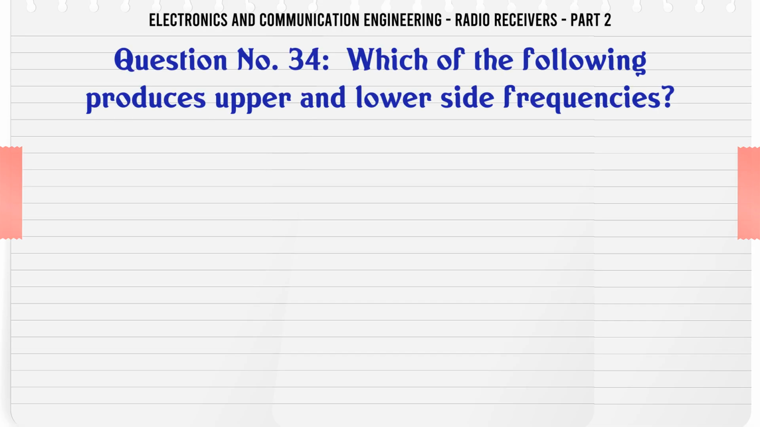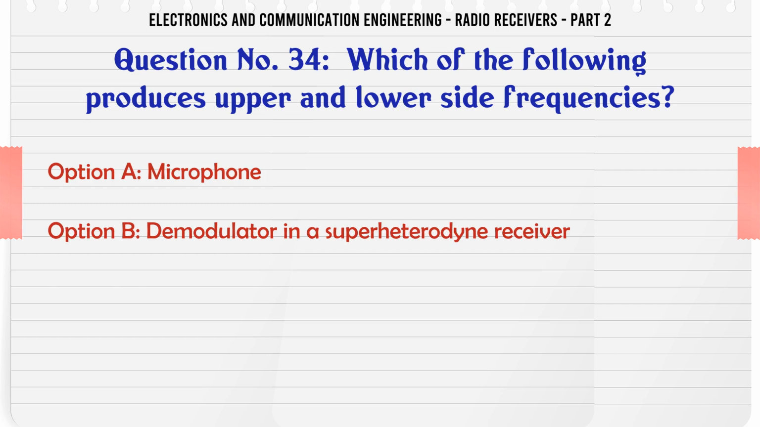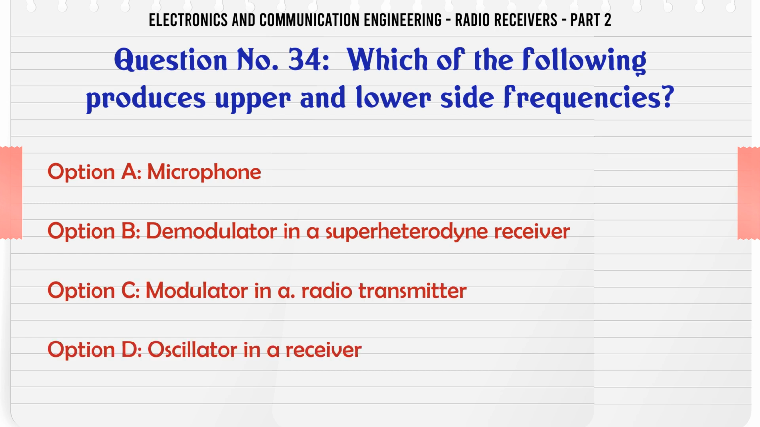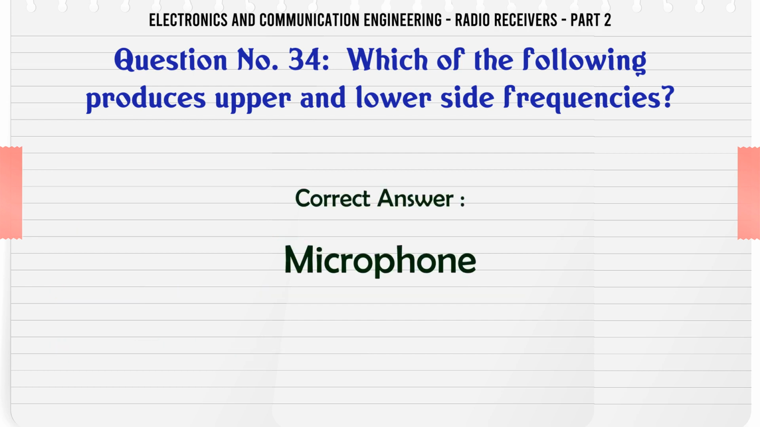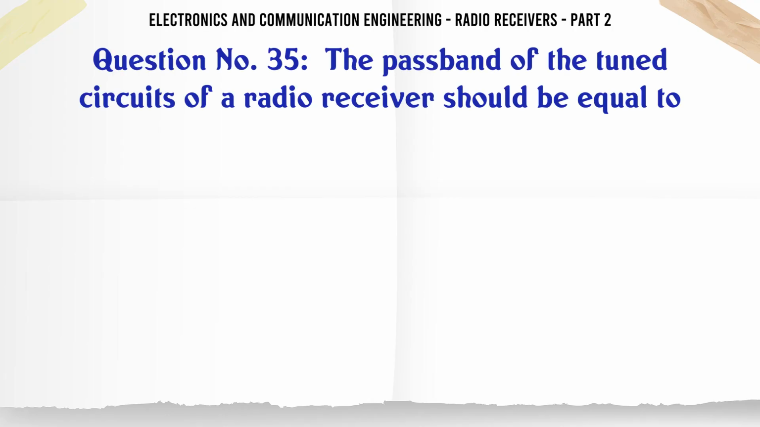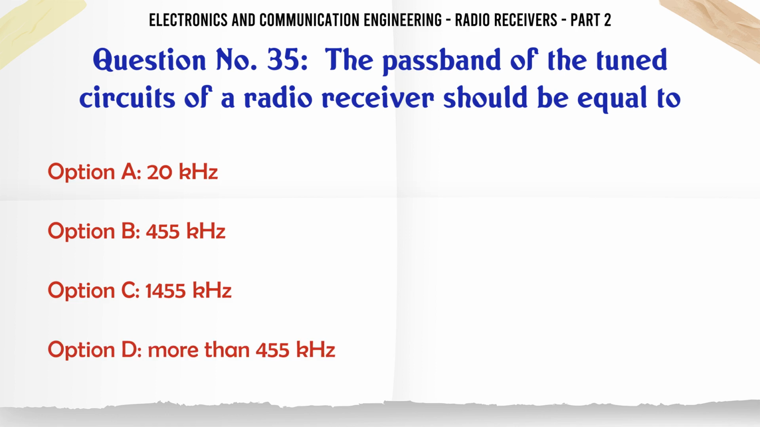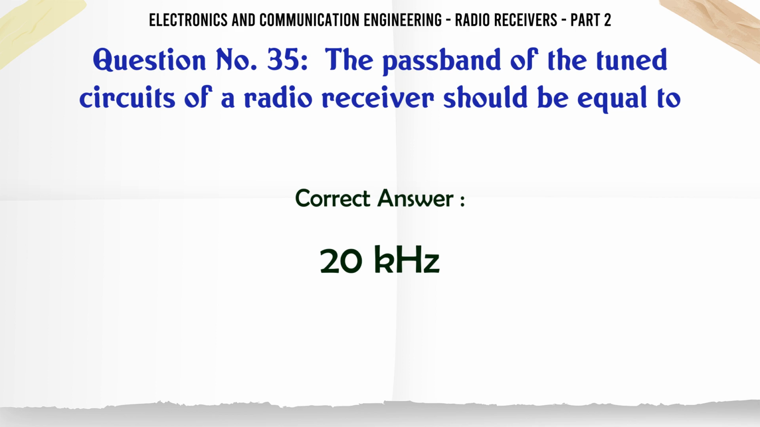Which of the following produces upper and lower side frequencies? A. Microphone. B. Demodulator in a superheterodyne receiver. C. Modulator in a radio transmitter. D. Oscillator in a receiver. The correct answer is microphone. The passband of the tuned circuits of a radio receiver should be equal to A. 20 kHz, B. 455 kHz, C. 1455 kHz, D. More than 455 kHz. The correct answer is 20 kHz.